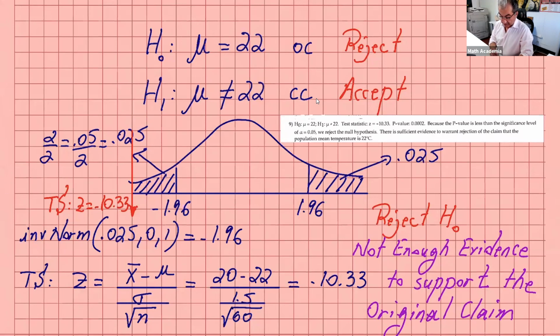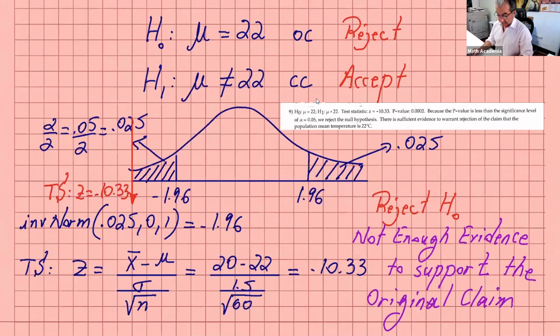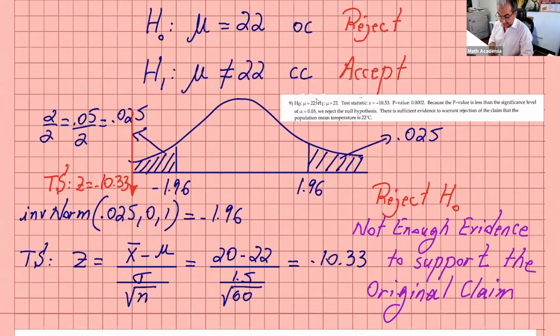So if you want to find the critical value, you use inverse norm of 0.025, and you get negative 1.96. Write it here, and of course it's symmetric, and the positive one is going to be positive 1.96. Next is the test statistic. This is a z-test again. You will have the formulas, but you don't have to memorize them. It's x bar minus mu, that's in the claim, divided by sigma, which is 1.5, given, over the square root of n, which is the square root of 60. If you do that, you get negative 10.33.